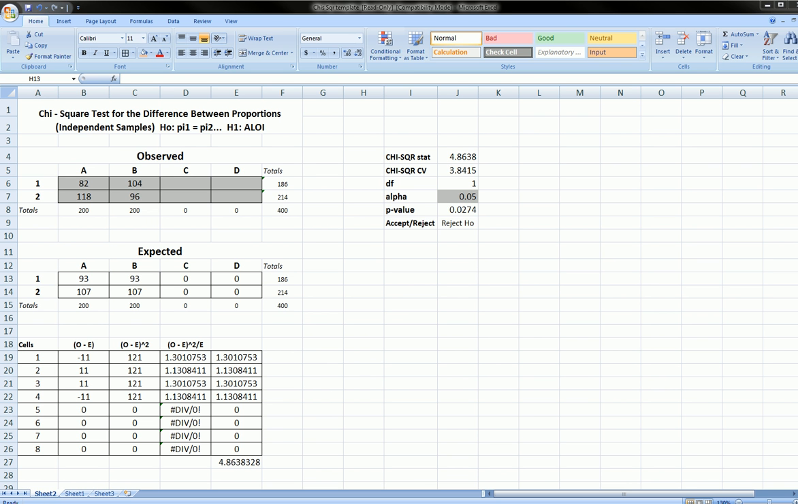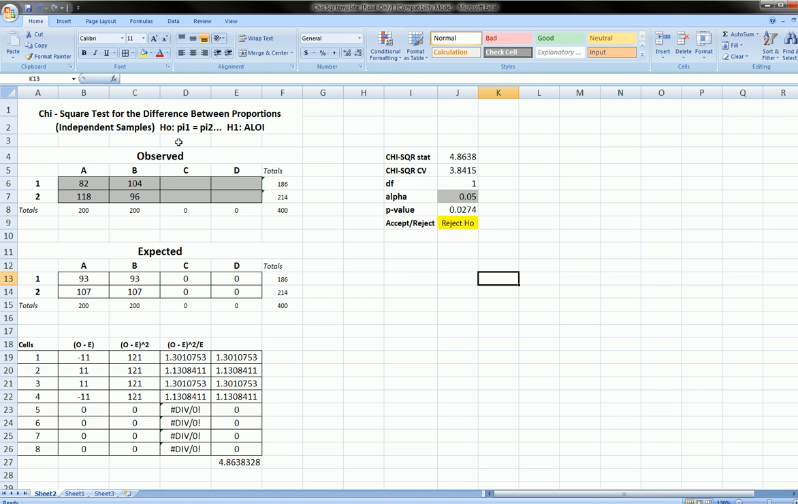Hi guys, in this video I'm going to be showing you how to do the chi-square test for the difference between proportions in independent samples using Excel. I've set up a template here while I was working with one of my students, where all you need to do is input the gray areas and your final result is given to you in the form of accepting or rejecting the null hypothesis.